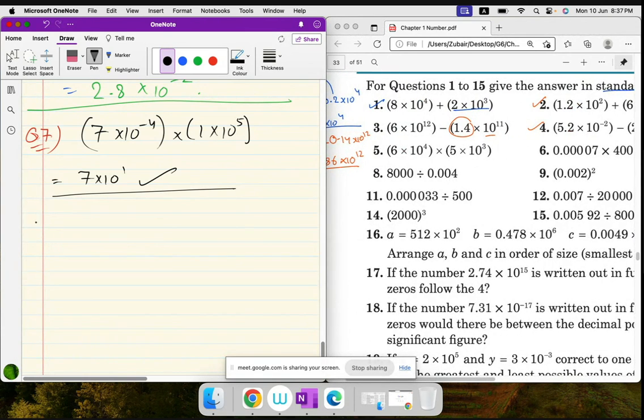Question number 8. Okay, 8 is 8,000 divided by 0.004. I always write it like this. I'm comfortable writing it this way. Yes, sir, I'm also. So it will be divided by 2, 4 to 0, 4.0.